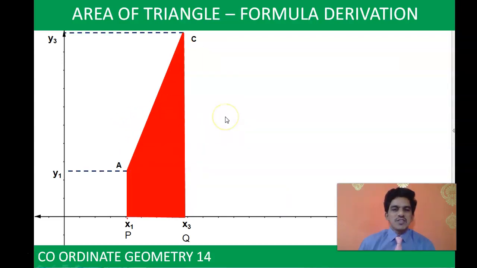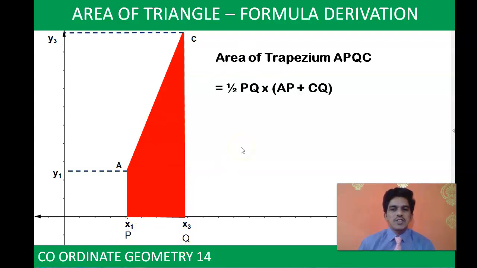Now I have taken the first one, trapezium APQC. What are the two parallel sides here? If you observe closely, AP and CQ are the two parallel sides of this trapezium. Now what is the distance between them? The distance is actually P to Q. So now we have to find the area of this trapezium.